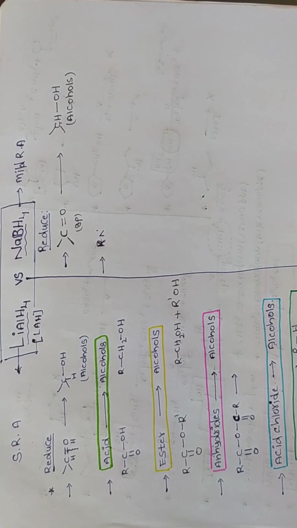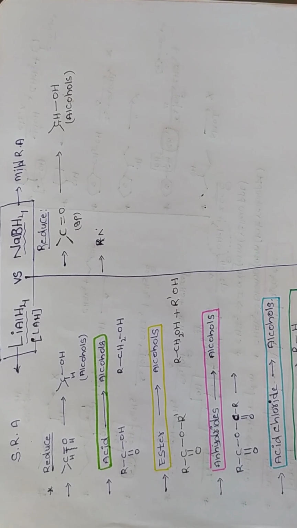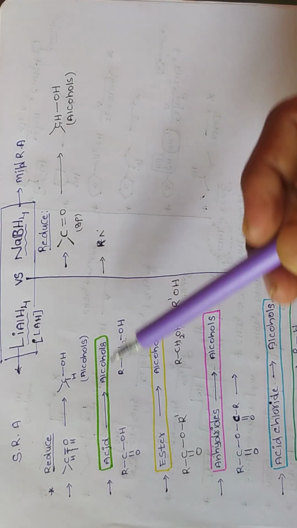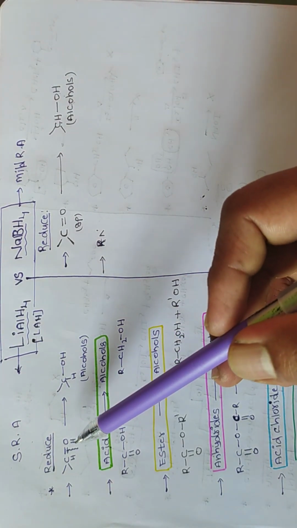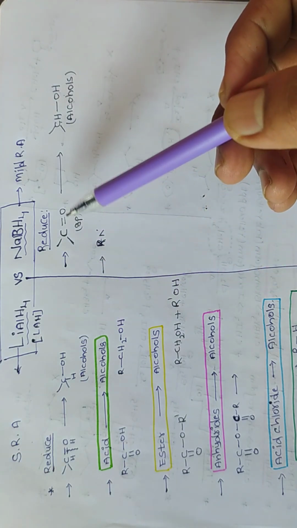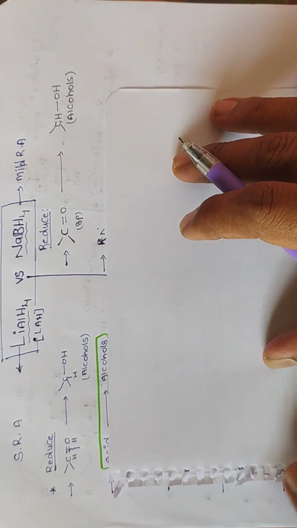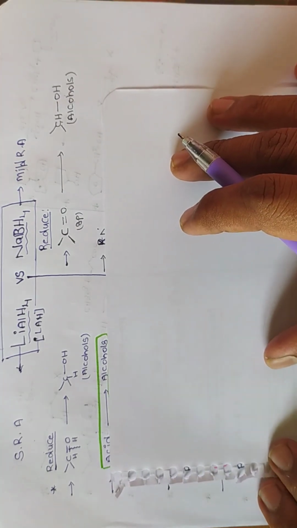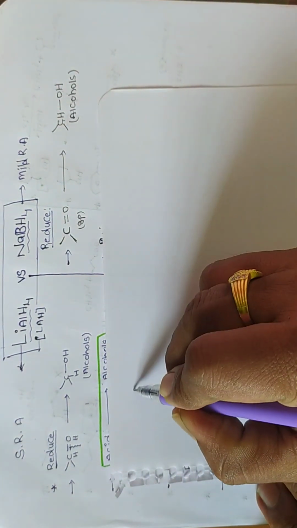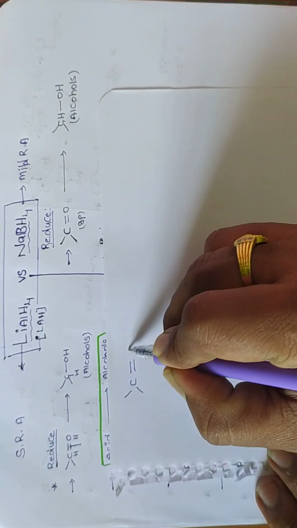Then what are the differences between these two? Both are reducing agents, but one is stronger, the other is weaker. Both reduce the C=O group, converting it into an alcohol. How does it reduce the C=O group into an alcohol? Now there is a C=O group present. This is the C=O group.